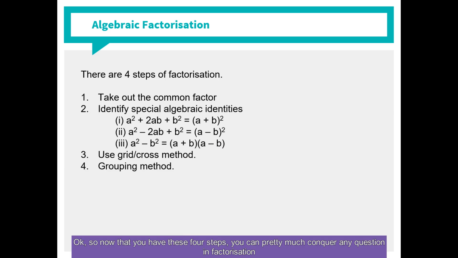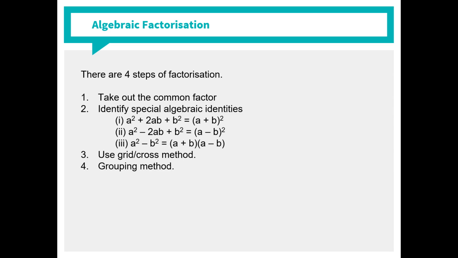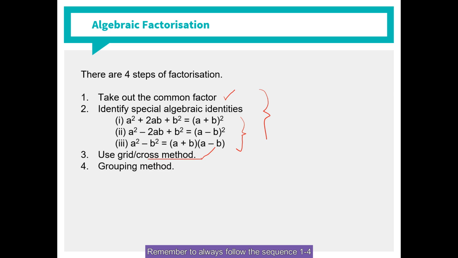Okay, so now that you have these four steps, you can pretty much conquer any question in factorization. Remember to always follow the sequence where you firstly check whether there's any common factor to take out. Failing which, see if you can identify any algebraic identities. If there isn't, then you use your cross method. And last but not least, if all the first three methods don't seem to work, then you use your grouping method. There are usually 4 terms.